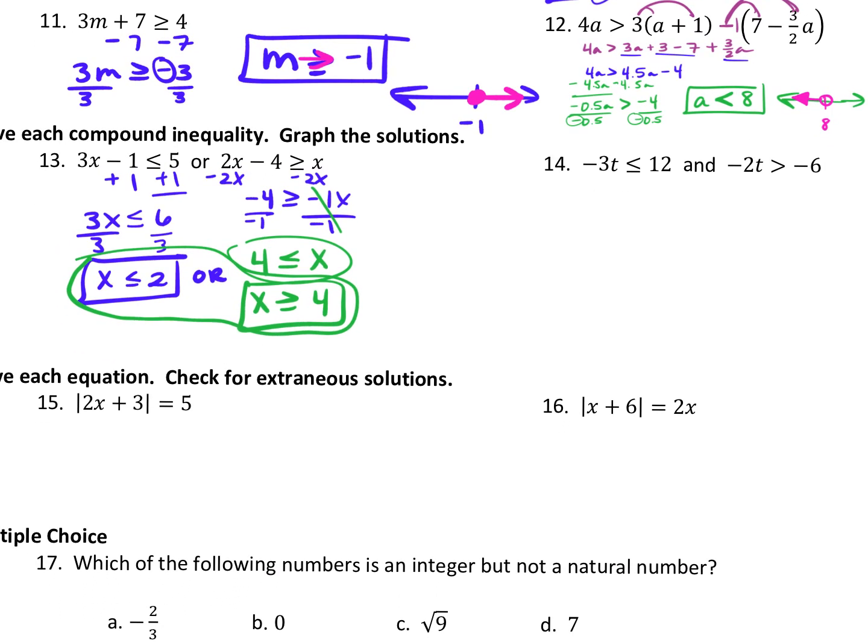And then when you graph that, for or problems, remember like the oars in a boat. So you have a 2 and you have a 4. These will both be closed dots because they have the bars. Less than or equal to 2, greater than or equal to 4. So they go away from each other like that.